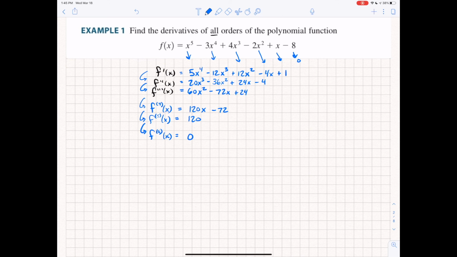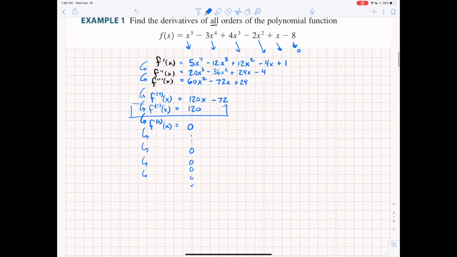And once I get 0, notice it doesn't matter how many derivatives I take from this point on. The derivative of 0 is always 0, 0, 0, 0, 0. In other words, we found the highest order, which is the fifth right here, and we've reached the end. And so this is kind of the main idea. Once we find the derivative, we take the derivative again. Pretty straightforward. And so hopefully this makes sense.